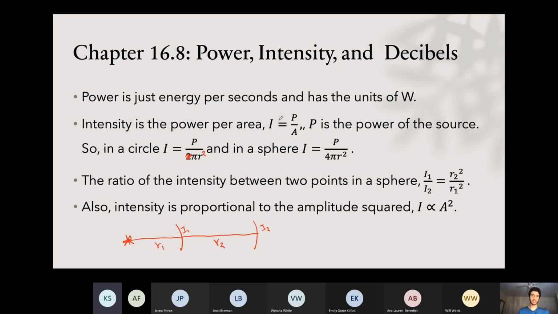Also, since the intensity is equal to P, and P is equal to E over seconds, with E being the energy, and the energy of a wave, if you remember, is half K A squared, I'm just dividing that by seconds. So, with A being the amplitude, you see that I is proportional to A squared. So if you double the amplitude, you quadruple the intensity.